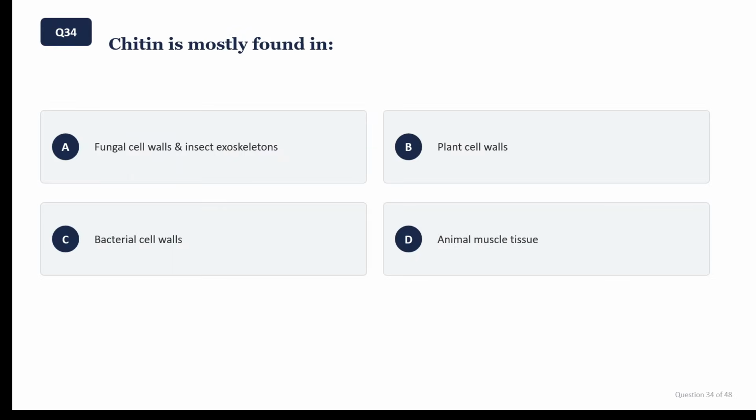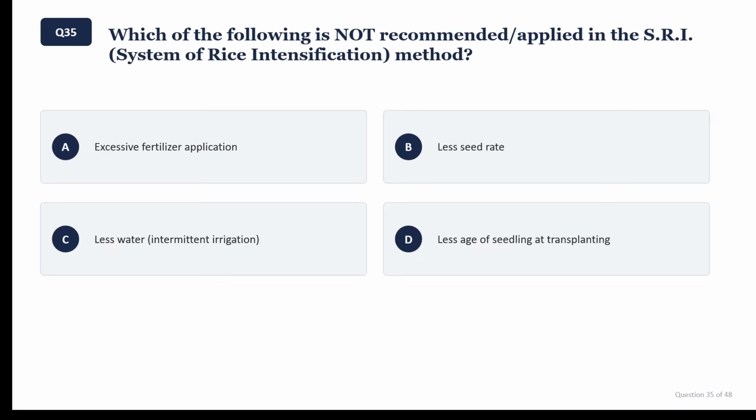Please update your knowledge. Chitin is mostly found in fungal cell wall and insect skeletons. Which of the following is not recommended in SRI? It is a common sense question. Okay, I know you can do it. Less seed rate. What is the recommended seed rate in SRI? I think 5 kg.